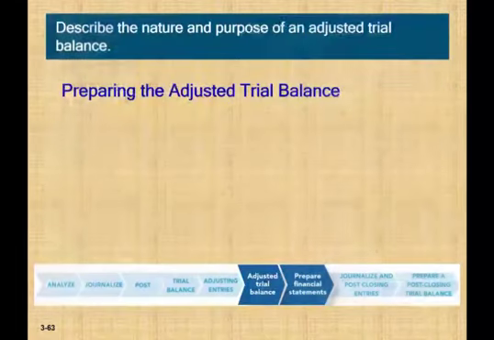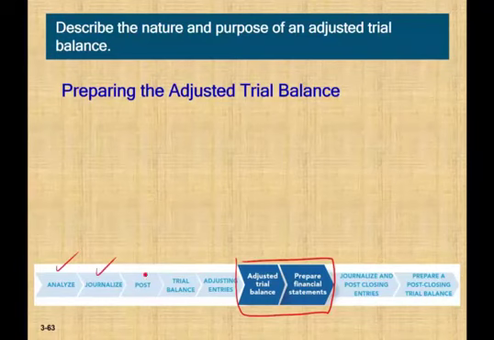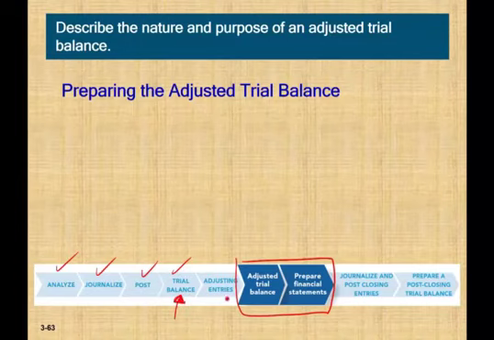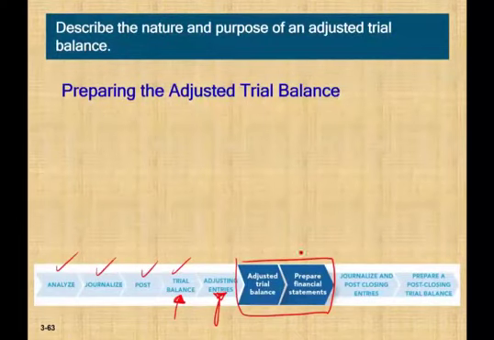Okay, so what is the purpose of the adjusted trial balance? The adjusted trial balance is part of the accounting cycle where we started by analyzing transactions, journalizing transactions, posting to the ledger, preparing the regular trial balance, preparing the adjustments, and this is what we did in the prior session. So this is what we learned, all of those. Now we're going to look at the adjusted trial balance, then prepare the financial statements.